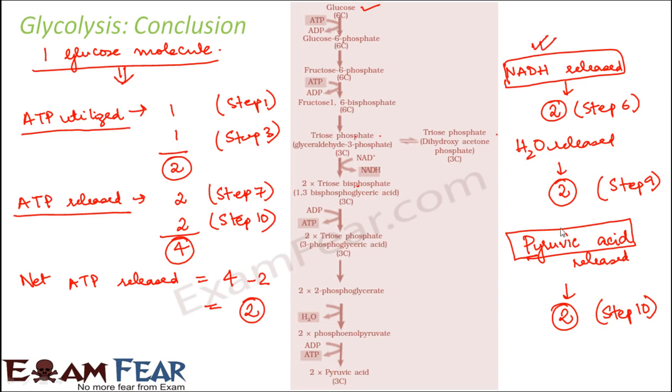What about the pyruvic acid? This pyruvic acid is going to get utilized in the next step of respiration, because after glycolysis the next step is pyruvate oxidation. So there pyruvic acid is going to get utilized. If you talk about H2O, if you look at the process of respiration, H2O is released as a byproduct of the process.